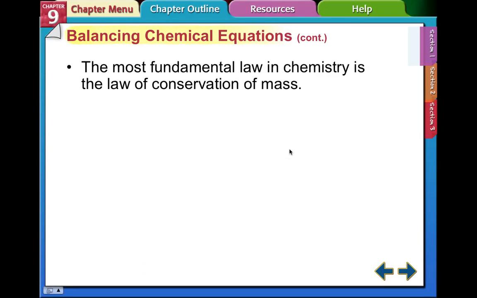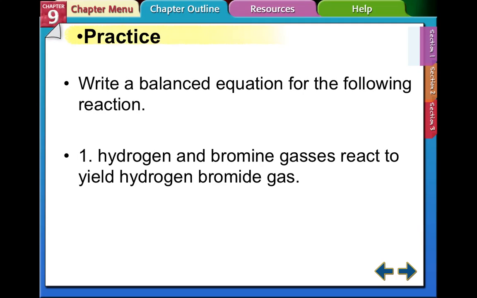Okay, we're going to go on and try a couple here. The most fundamental law of chemistry is the law of conservation of mass, or the law of conservation of matter. The products must equal the reactants. Okay, so let's practice. You're going to write a balanced equation for each reaction.